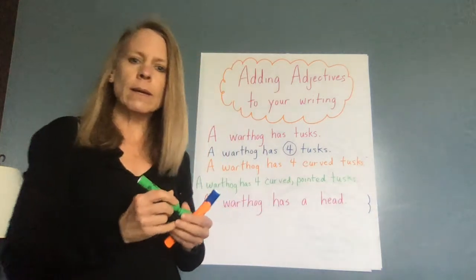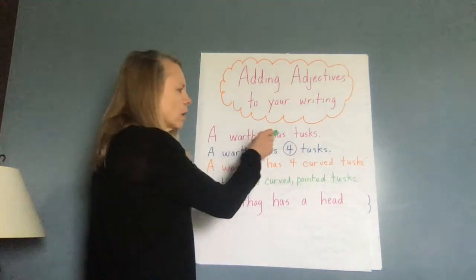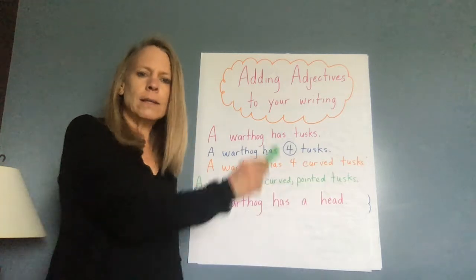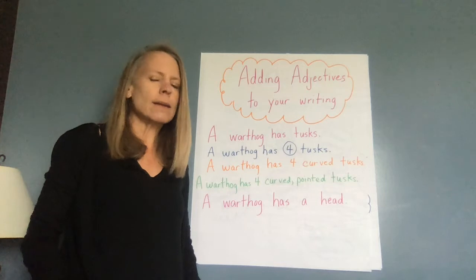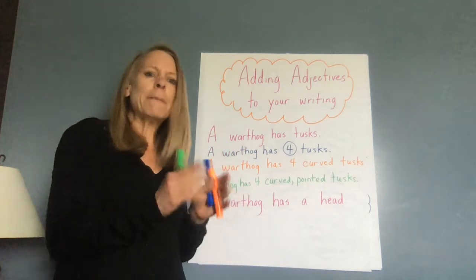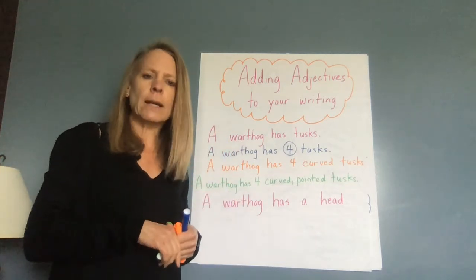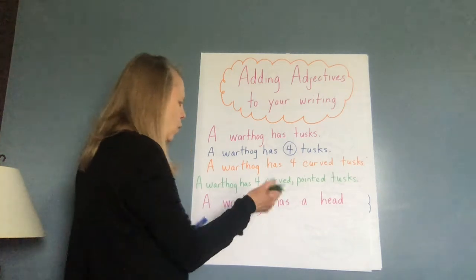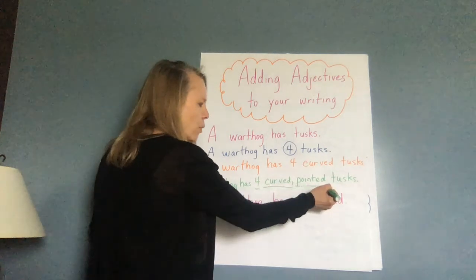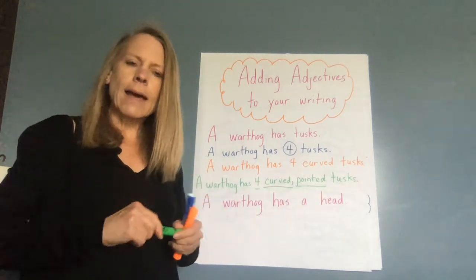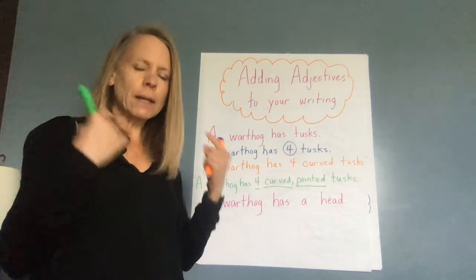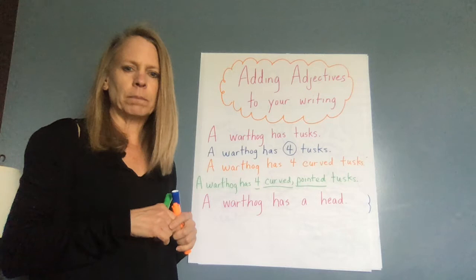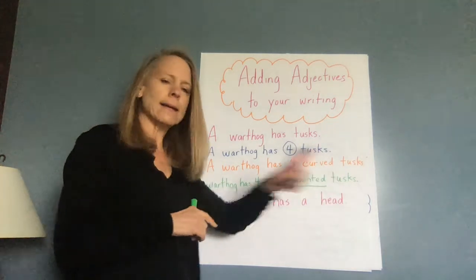And what I know is I went from a warthog has tusks, so what does that mean? To adding all the detail that helps the reader picture exactly what I mean when I say that he has tusks. So I added what? 4 and curved and pointed. And that helps the reader better picture in their head what I mean when I say they have tusks.